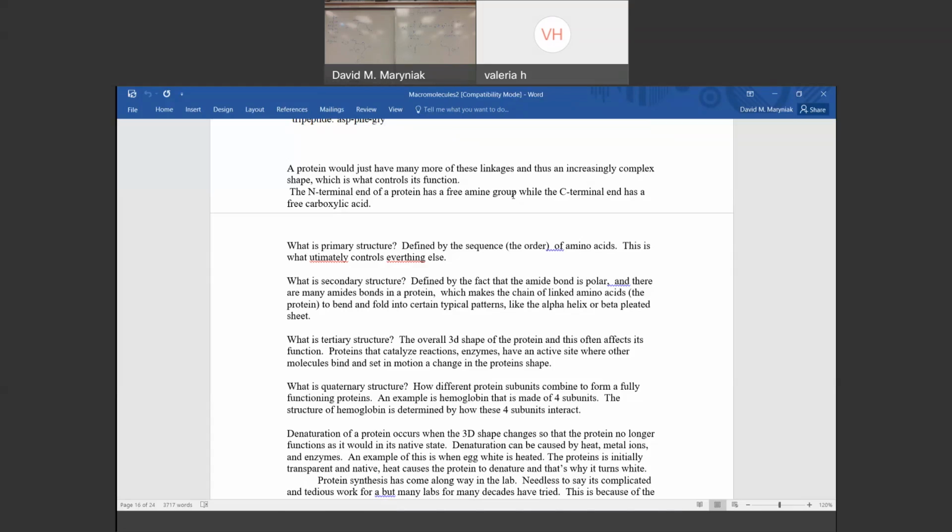And why is the shape critical? Because then it's all about whether things are shaped to fit, will molecules interact with proteins and make things happen? And that's what life's about, especially with our catalysis and our antigens and antibodies.